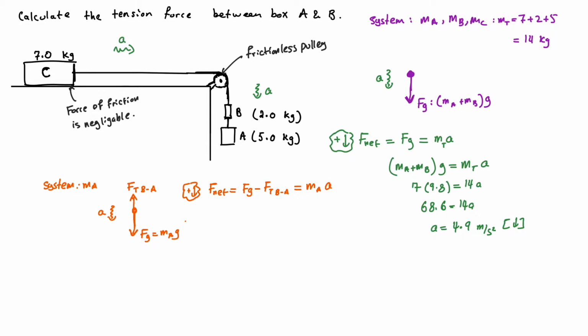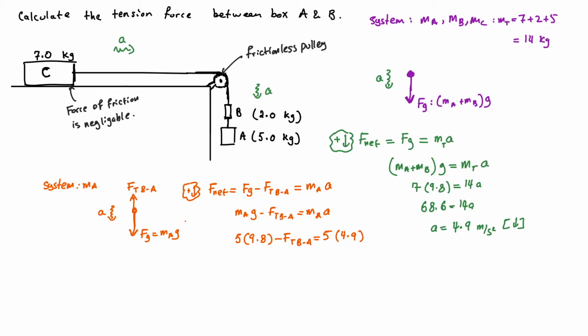Okay, I know my Fg in this case is mass A times gravitational acceleration. So I'll write that down. Minus F_TBA is equal to mass of A times the acceleration. And now I'm going to plug in all my values. I know the mass of A is 5. Gravitational acceleration is 9.8. I'm trying to find this tension force over here, so I don't know what it is at the moment. This is 5, and I have found my acceleration as 4.9 meters per second squared.